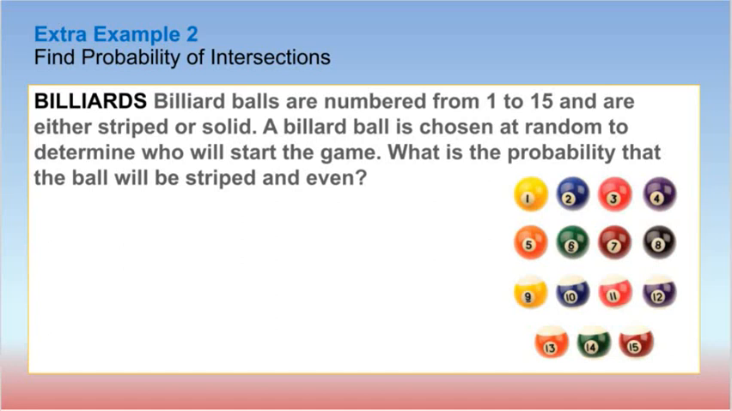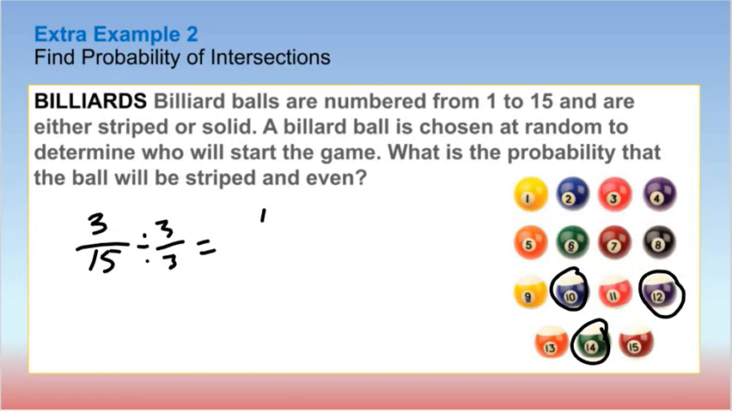Next, billiard balls are numbered from 1 to 15 and are either striped or solid. A billiard ball is chosen at random to determine who will start the game. What is the probability that the ball will be striped and even? If we have 15 balls here, the bottom 2 rows are striped. The striped even numbers are 1, 2, and 3. So we have 3 out of 15, reduced to 1 out of 5.